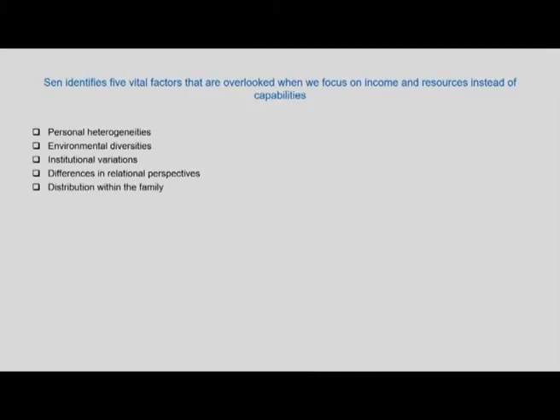Thirdly, Sen identifies institutional variations as something very important when we are looking at development frameworks. So, for example, there are parents in a country which has free public education in place, where there is a lot of institutional support with regard to the education of their children, and there are parents in a country where there is no public education, education is completely privatized.